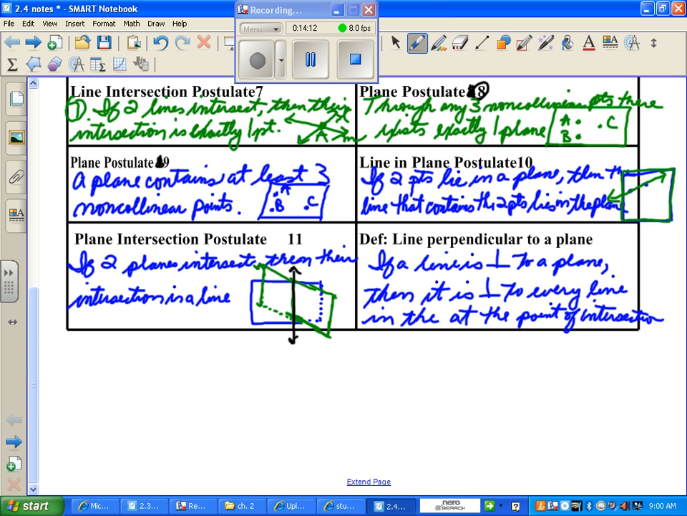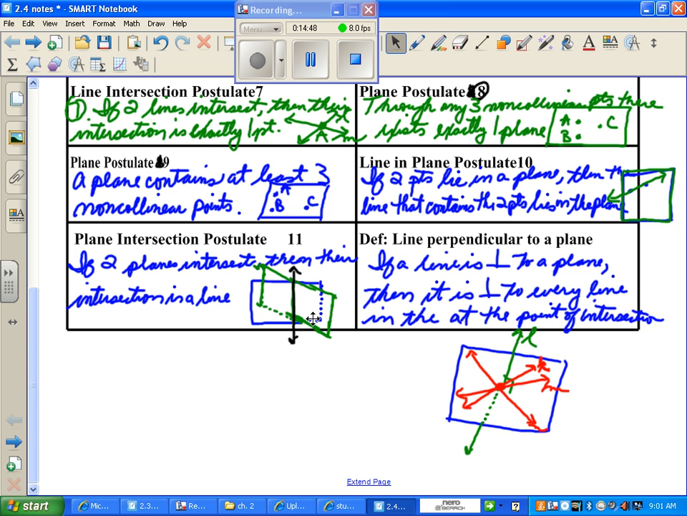So here I have a plane. Here I'm going to have my line L, and I'm going to make it perpendicular to the plane. Well, then it's going to be perpendicular to every line in the plane, like M and N and K. All of the lines will be perpendicular at the point of intersection. Okay, we'll go through a diagram on the back for this part 2 of 2.4.